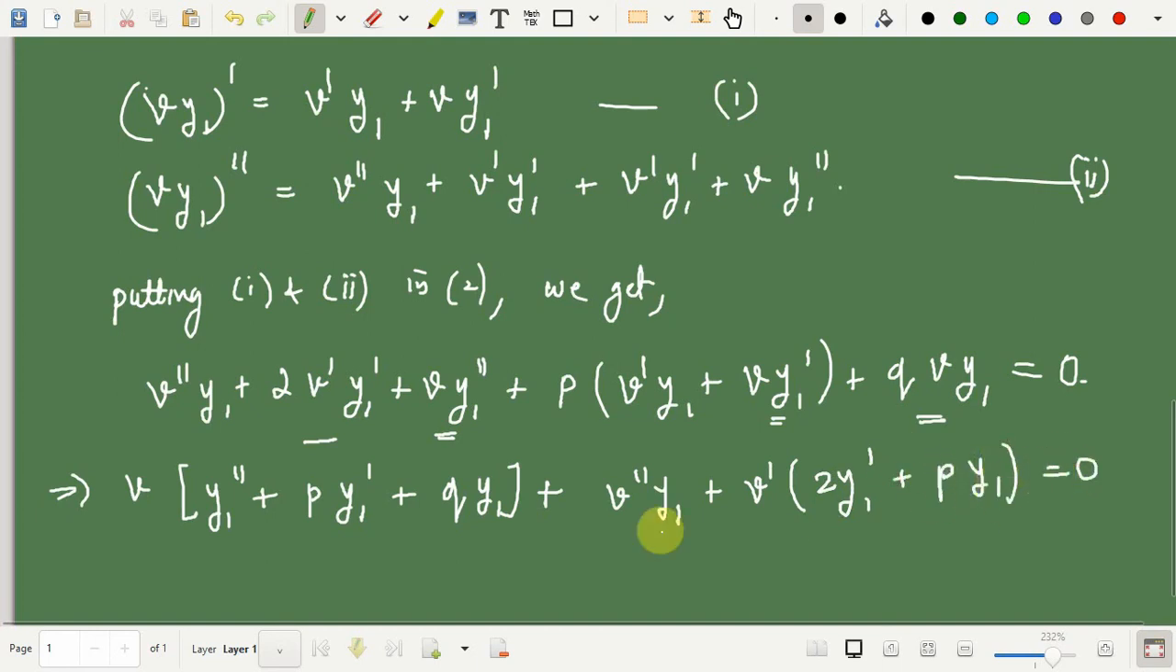Now since this y1 is a solution to the given differential equation, this would be exactly the same as 0, and therefore 0 into anything is 0, so this vanishes and we have only this remaining. So we have v double prime y1 plus v prime into 2y1 prime plus py1 is equal to 0.